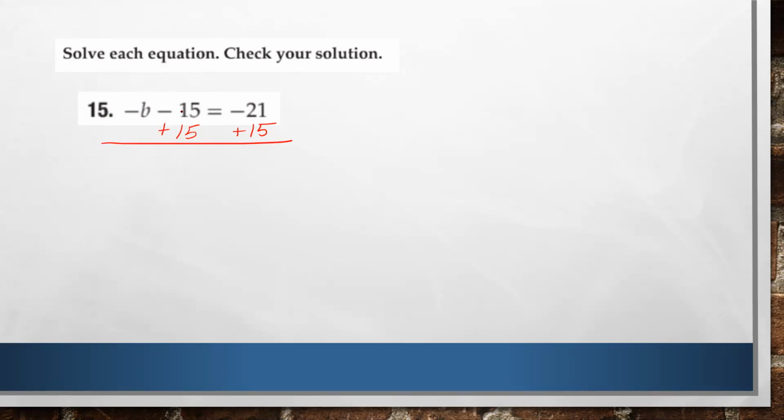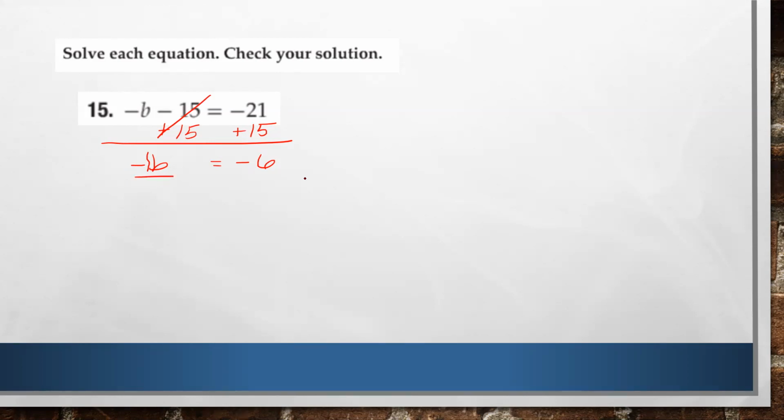So here we have this negative 15 plus 15, that's going to be 0, right? So we have negative b. Don't forget that negative, okay? And then negative 21 plus 15 is negative 6, okay? Now we don't want to know what negative b is. We want to know what b is. So we need to get rid of this negative, okay? So remember there is a 1 in front of a variable when it's all by itself. So there's a negative 1 in front of b.